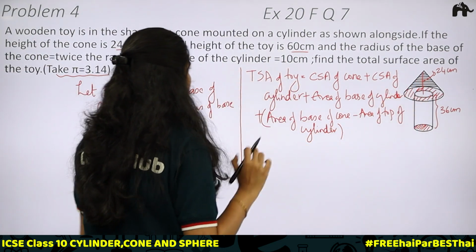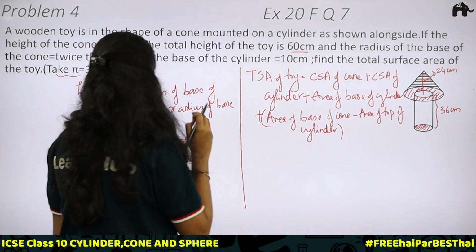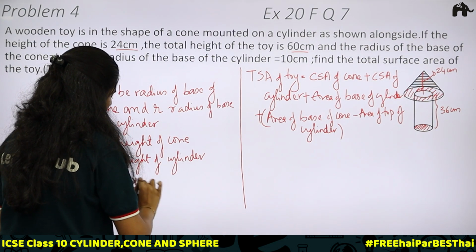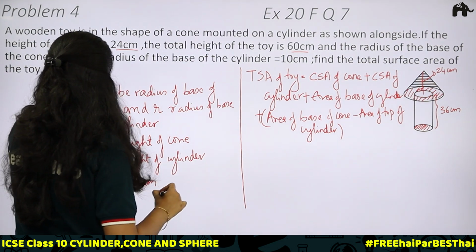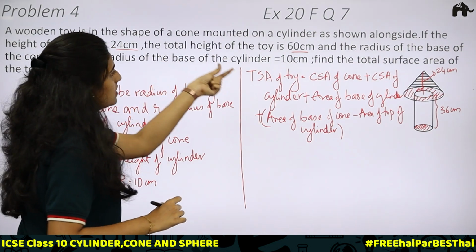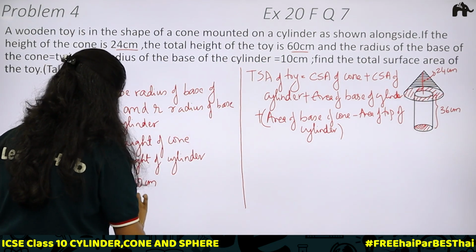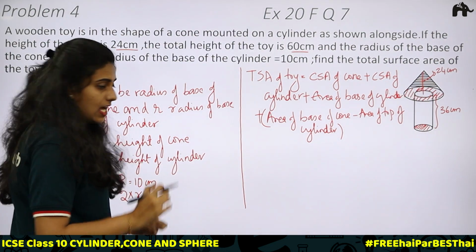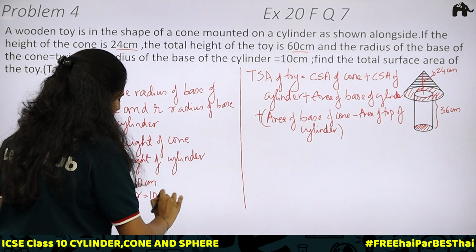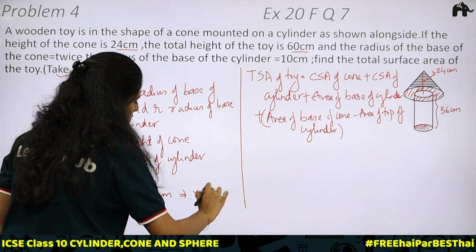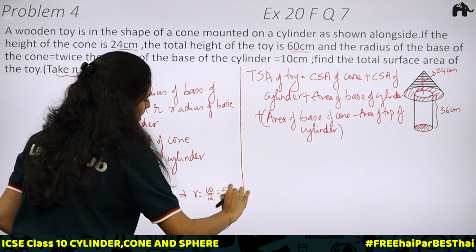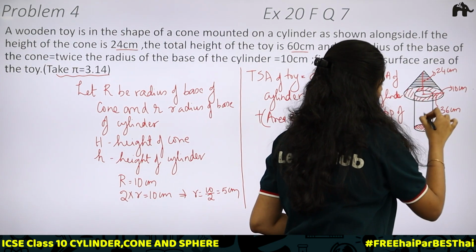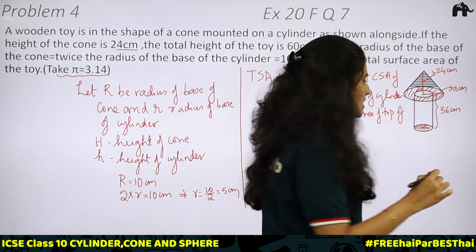What else is given? Given that the radius of base of cone is equal to 10 centimeter. Yes, capital R is equal to 10 centimeter and twice the radius of the base of cylinder is 10 centimeter. 2 into small r is 10 centimeter, which means small r will be equal to 10 divided by 2 and that is 5 centimeter. This radius of base of cylinder is 5 centimeter.